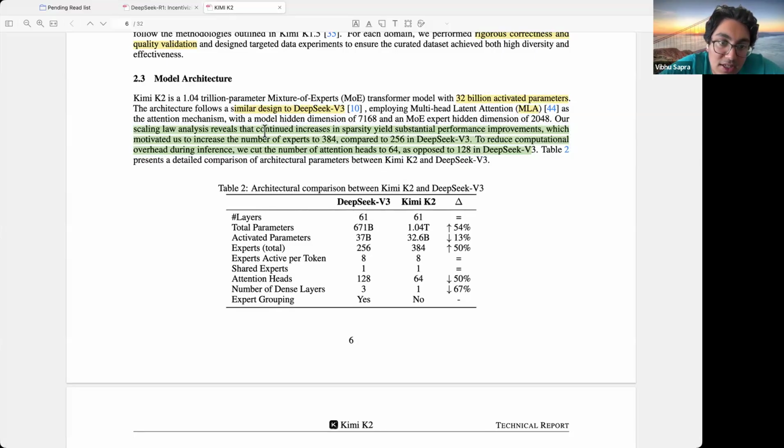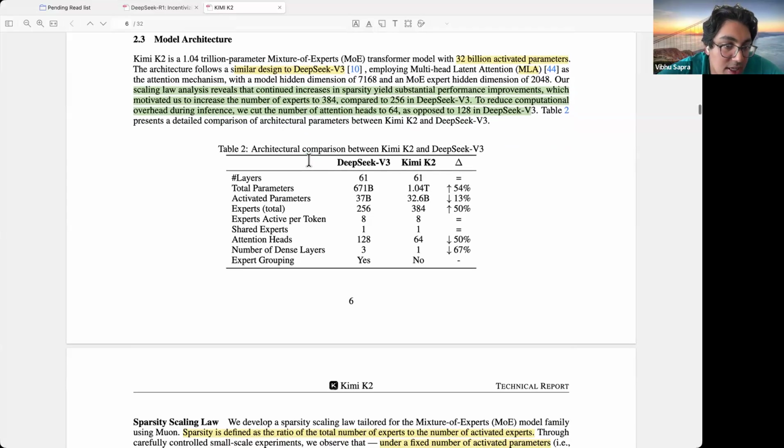So they do scaling laws to reveal that, based on the number of active parameters you want, increasing sparsity, so taking the same number of active parameters but increasing total experts, is better performance. And they increase experts and they cut the attention heads in half. This helps with their training stability. So their new optimizer had issues and they cut attention heads in half.